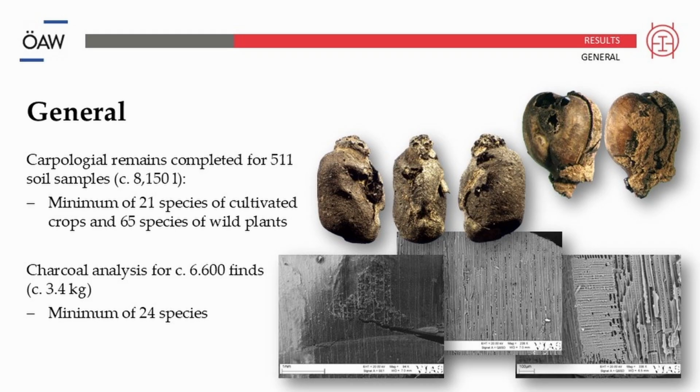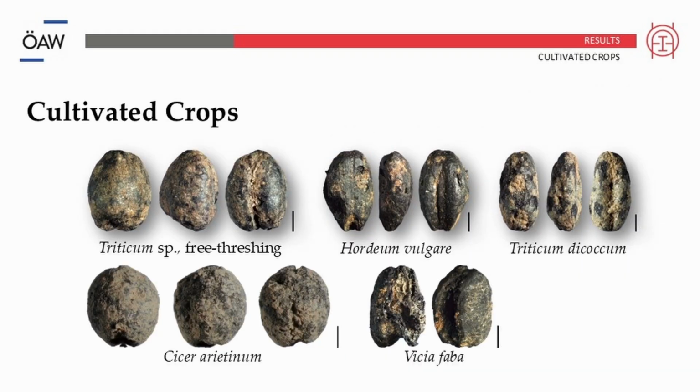So it appears very rich. I will relativize this a little bit later. Also lots of charcoal analysis going on. As said, I'm not going to present these, but I'm just going to give you a brief overview of what's going on with cultivated crops, for example. So it's actually a well-known spectrum for Ephesus from the Roman imperial period.